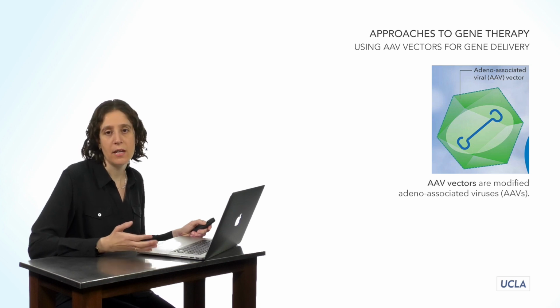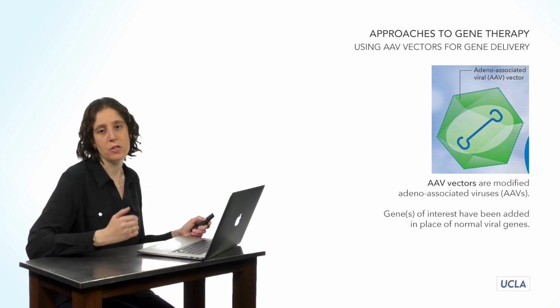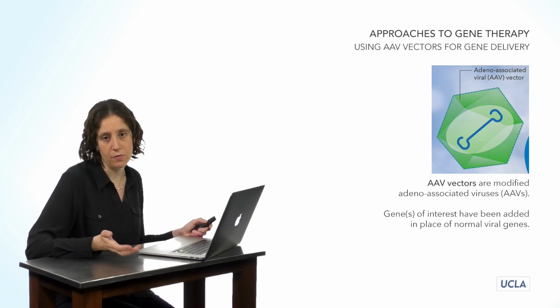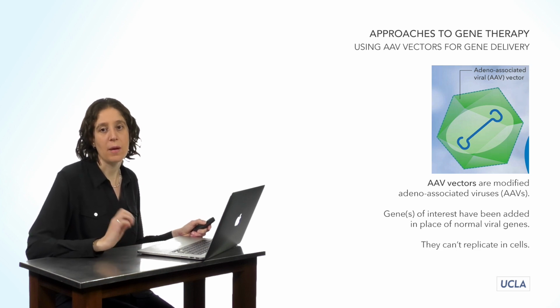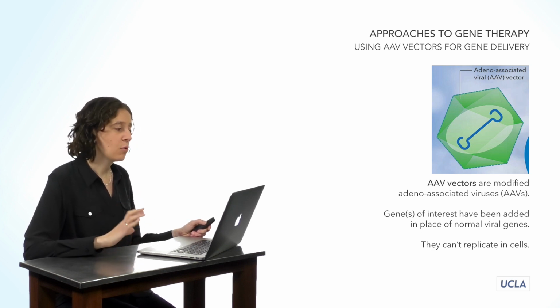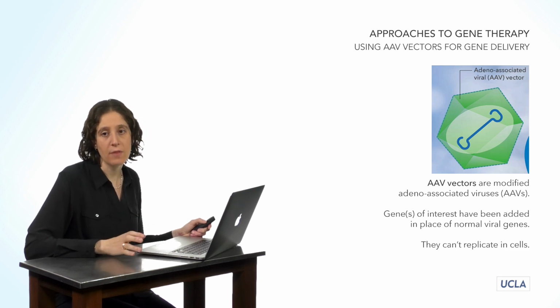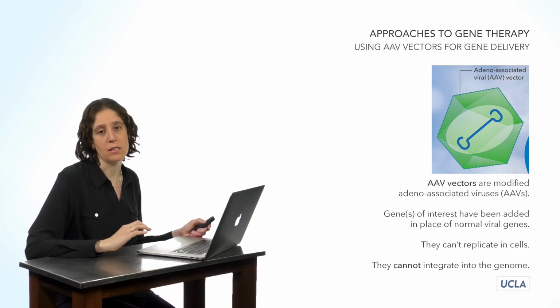Now let's talk about adeno-associated viral vectors, or AAV vectors. AAV vectors are modified adeno-associated viruses, or AAVs. And just like with the lentiviral vectors, the genes of interest have been added in place of the normal viral genes. And also, just like with the lentiviral vectors, AAV vectors can't replicate in cells. A really important difference between lentiviral vectors and AAV vectors is that unlike lentiviral vectors, the AAV vectors cannot integrate into the genome. Cells that are infected with AAVs do not pass the virus onto their daughter cells. So basically, AAV vectors can only deliver the gene of interest to the cells that they infect.